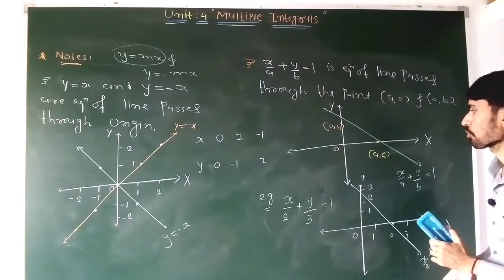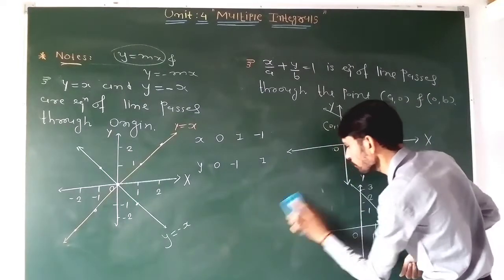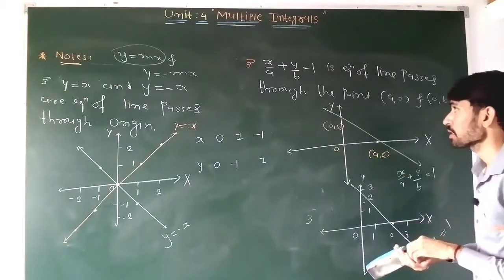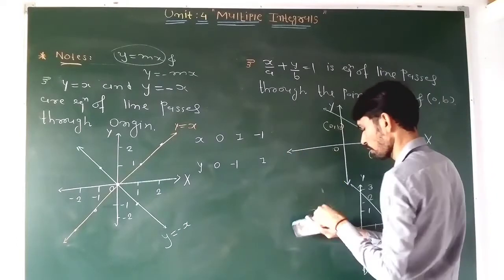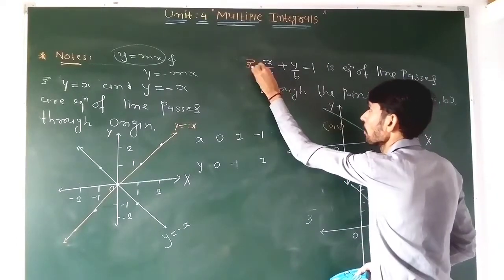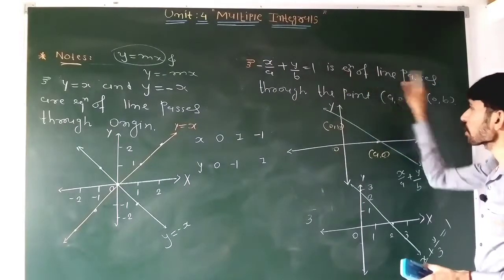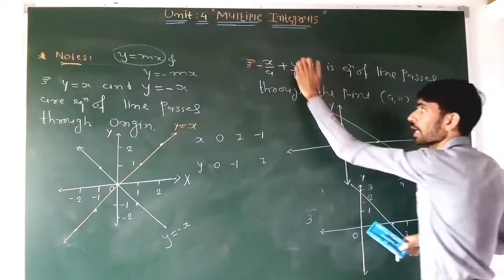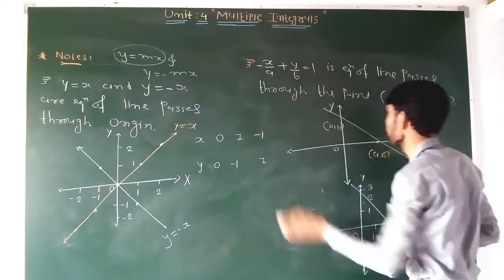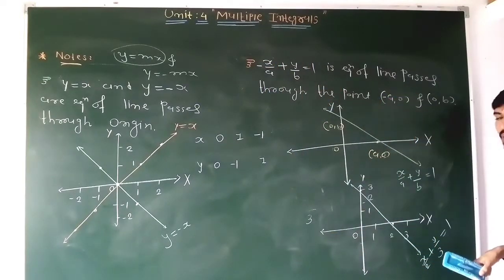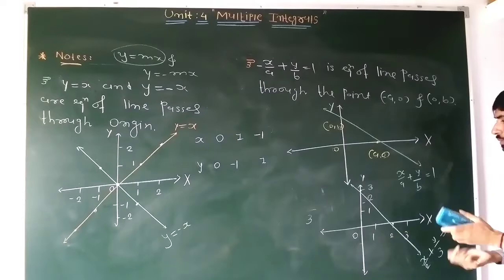Now we see the next note. In the same way, our second equation will be formed. Write down the next note. Minus x upon a plus y upon b is equal to 1 is the equation of a line that passes through which point? Minus a0. It passes through the point minus a0 and 0b.